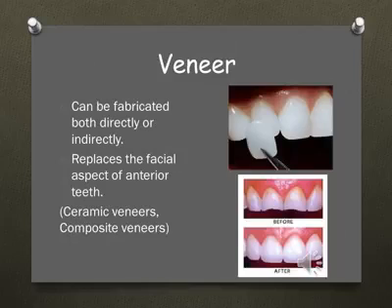A veneer most commonly replaces the facial aspect of the anterior teeth in order to improve the aesthetic appearance. A veneer may be fabricated indirectly in the lab, and porcelain is the material used for indirect veneers, or they can be fabricated directly in the patient's mouth with the help of dental composites.